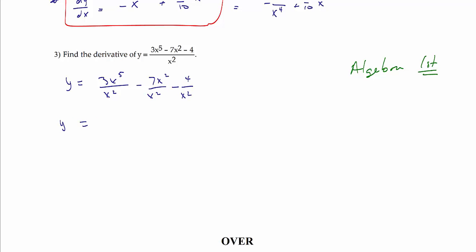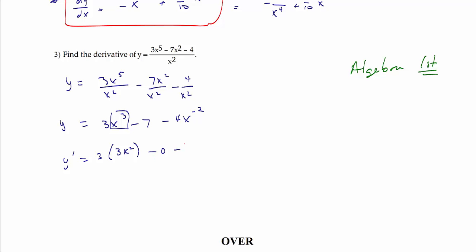So y is equal to, I got 3x to the 5th over x squared, that becomes 3x to the 3rd. On the second one, the x squared cancels, so minus 7. And on the last one, I get 4x to the negative 2. So I've reduced the fractions. I've also rewritten them so I can use my power rule. So now I'm ready to go ahead and find the derivative. So y prime is equal to, for this first one, again, I get 3 times whatever the derivative of x to the 3rd is, so that becomes 3x squared. And then the derivative of 7, that's a constant, so minus 0.